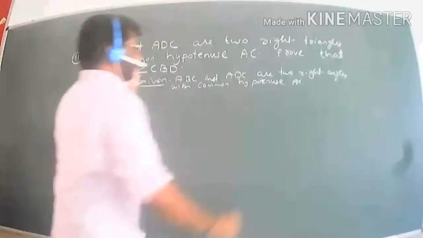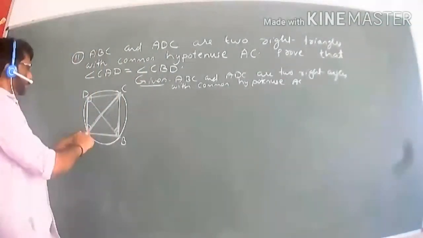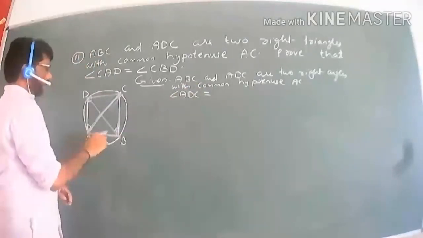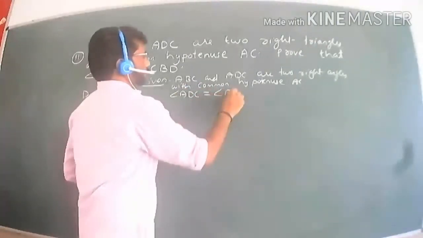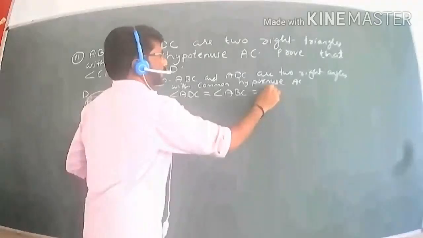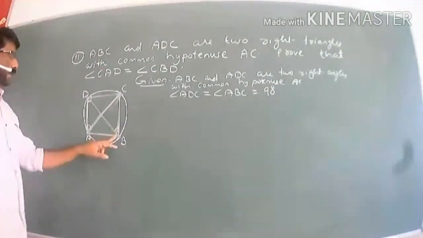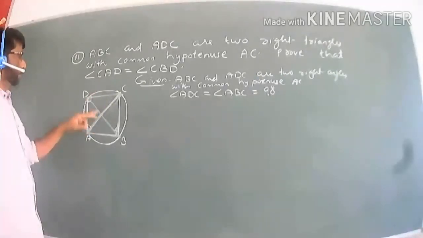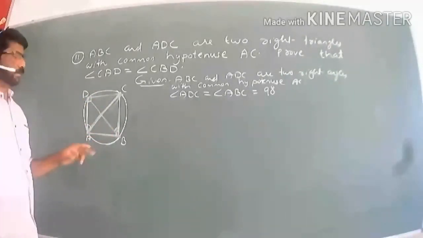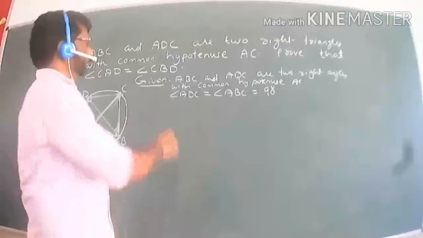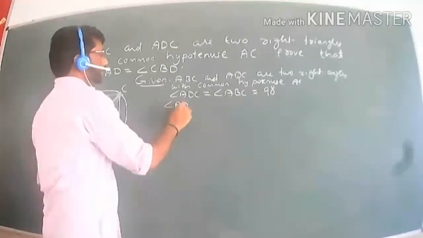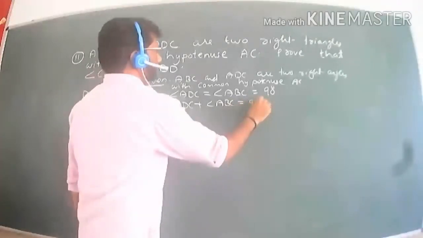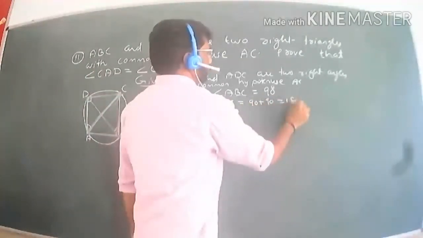AC. Right triangle means one angle will be 90 degrees. So we can say that angle ADC is equal to angle ABC is equal to 90 degrees. If it is the hypotenuse, the opposite angle will be 90 degrees. Here also, opposite to the hypotenuse is angle D. Here angle B and angle D are 90 degrees. Therefore, angle ADC plus angle ABC is equal to 90 plus 90 equal to 180 degrees.